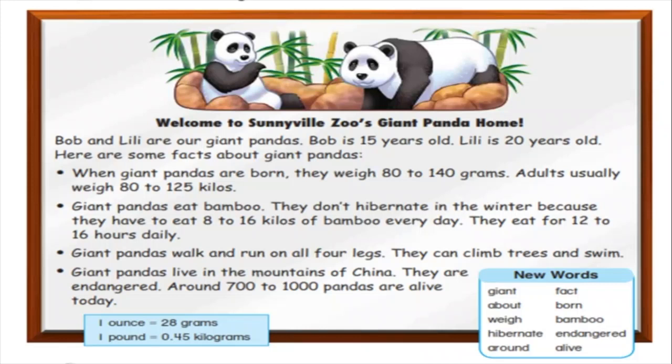Bob and Lily are our giant pandas. So these two giant pandas are called Bob and Lily. اسمهم Bob وليلي. Bob is 15 years old. Lily is 20 years old. Here are some facts about giant pandas. هنا بقى عايز يقول لك أو يعرفك some facts أو بعض الحقائق عن ال giant pandas.